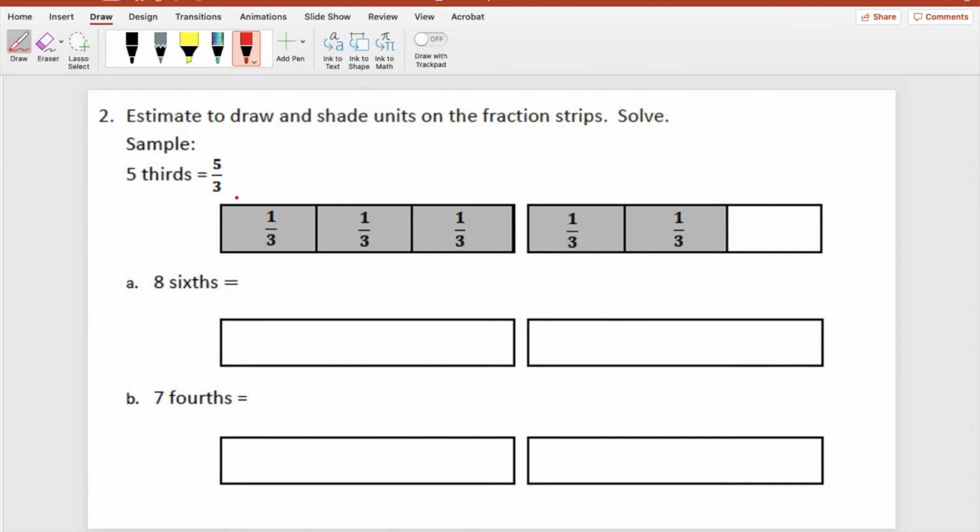Okay, now we are going to estimate, to draw, and shade units on the fraction strips ourselves. So I want you to really pay attention to that word estimate. We're going to do our best to draw equal pieces, but we're not robots, so we're just going to do the best we can. We're going to draw some sixths. This says 8/6. Step 1, I need to cut my fraction bars into 6 equal pieces.